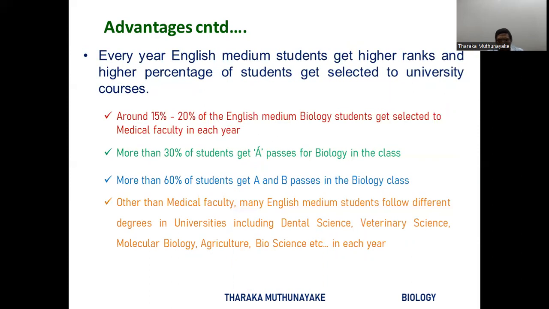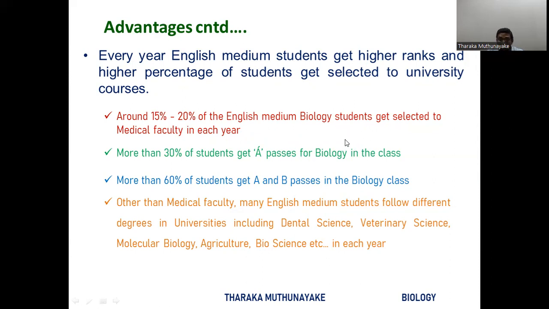Another advantage. There are so many advantages, as I told. Every year, English medium students get higher ranks, and a higher percentage of students get selected to university courses. So here I have a summary. In my English medium biology classes, around 15 to 20% of the students get selected to the medical faculty each year. In the country also, this is a comparatively higher percentage.